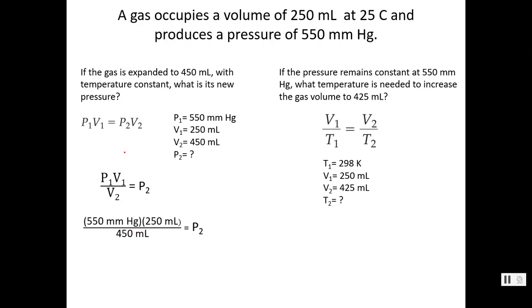Now I'm at the point where I can plug and chug, plug in the measurements that I was given, the numerical value and the unit. And I can see that my milliliter units will cancel. And I'm left with a value that's going to be in millimeters of mercury, which is great because I'm looking for final pressure. So doing that multiplication and division should give you 306 millimeters of mercury.